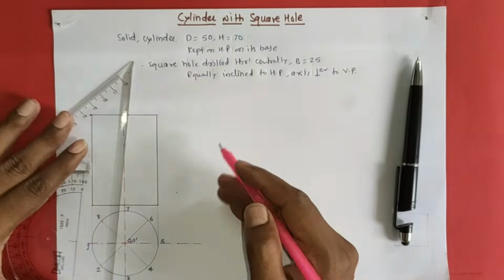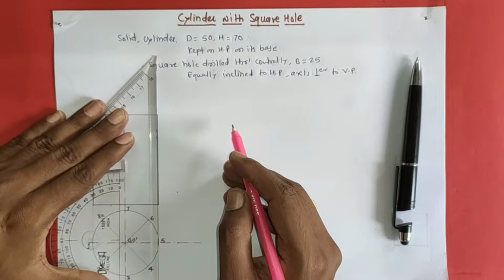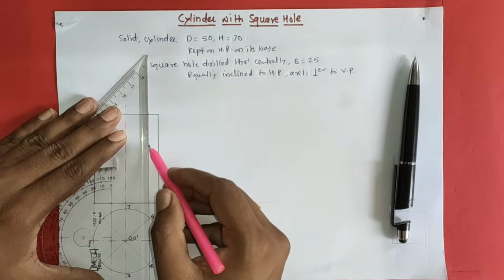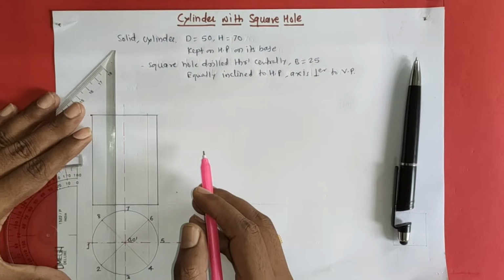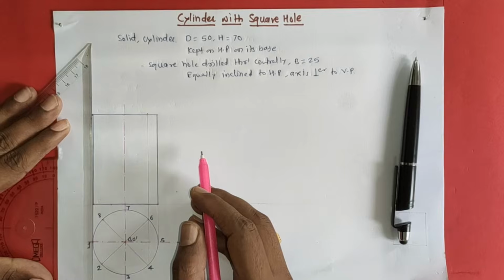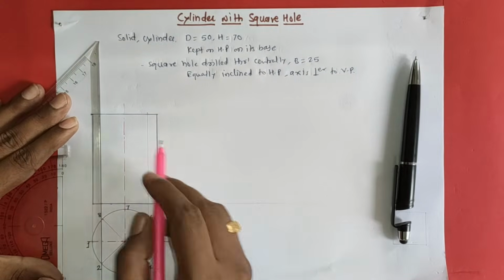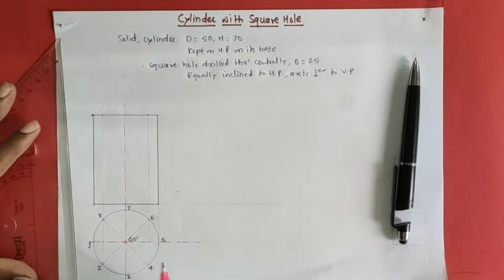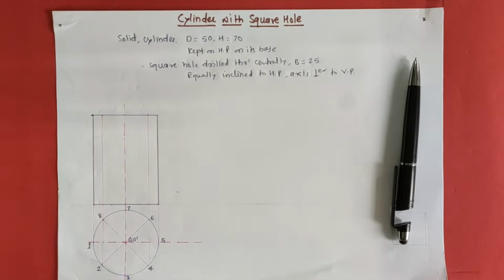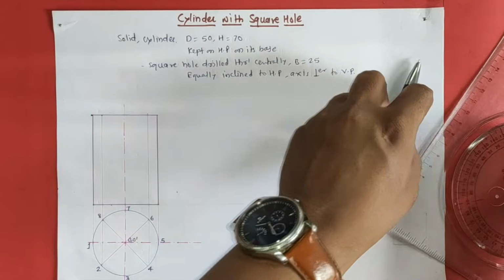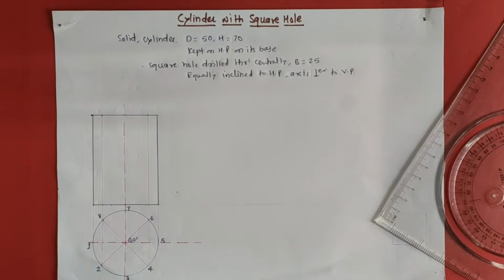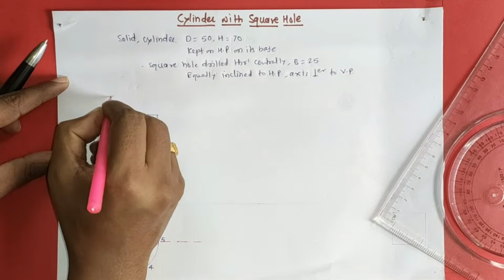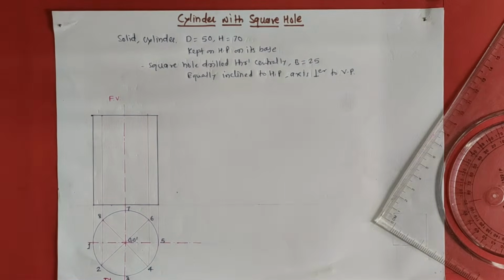Project all these generators to the front view. So 4 and 6 will come here, so I will mark a faint line here. 7 and 3 will be here. 8 and 2 will be parallel to this. Now we have completed the projections. So this is the top view and this is the front view.